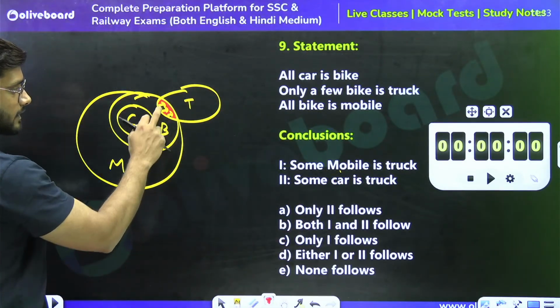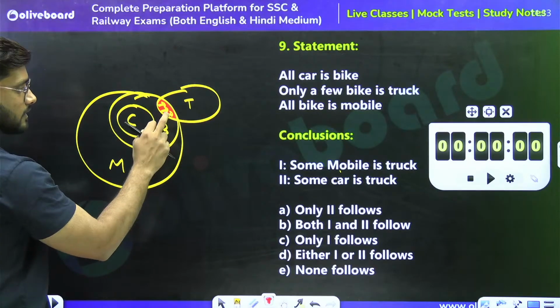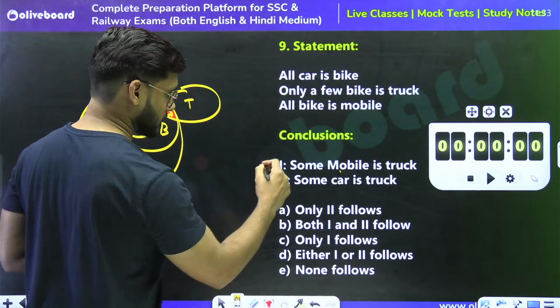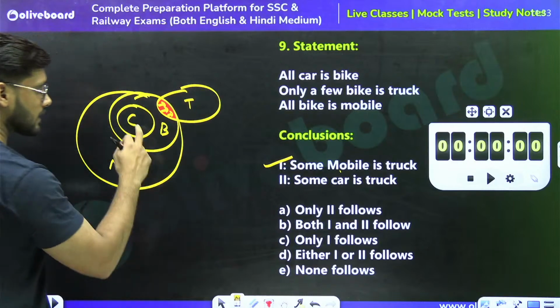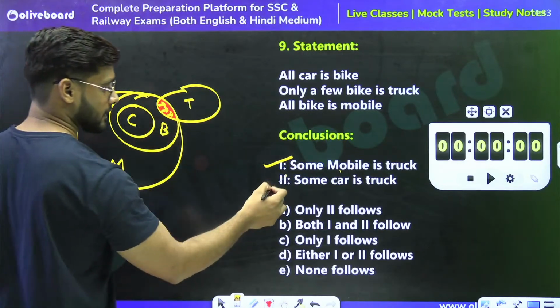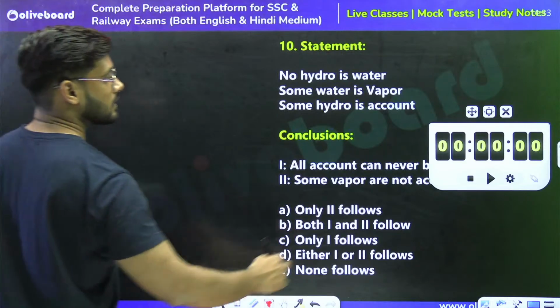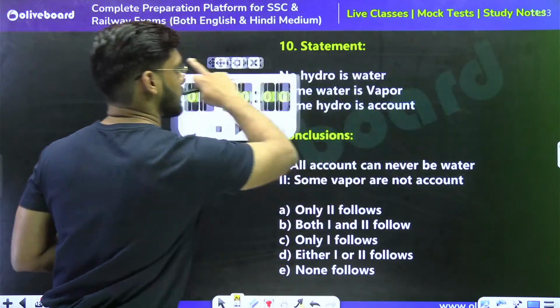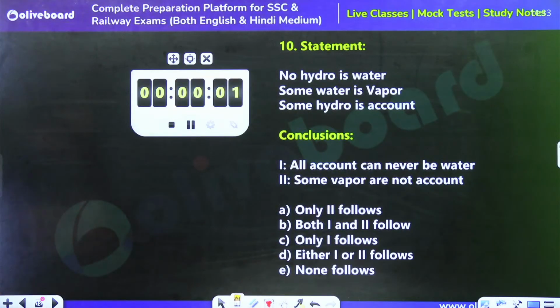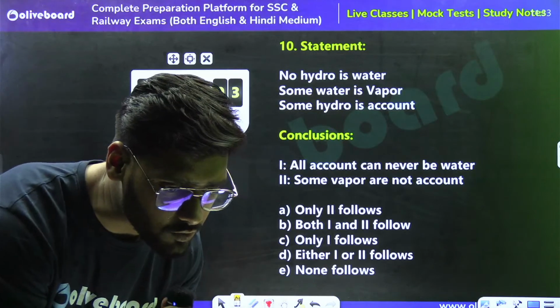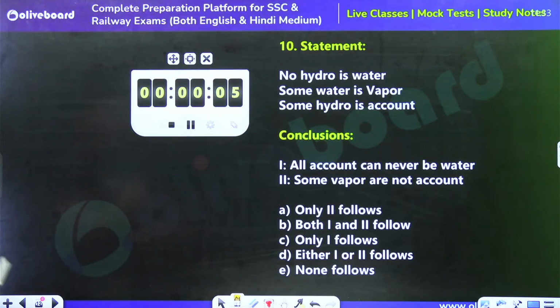So we can see the red portion which I have marked in red, that some part of mobile is truck. Some car is truck. Car and truck do not share any relation. So the second is wrong. Answer is only one follows, option number C. Next, 10th question on your screen. Come on, let me know the right answer.